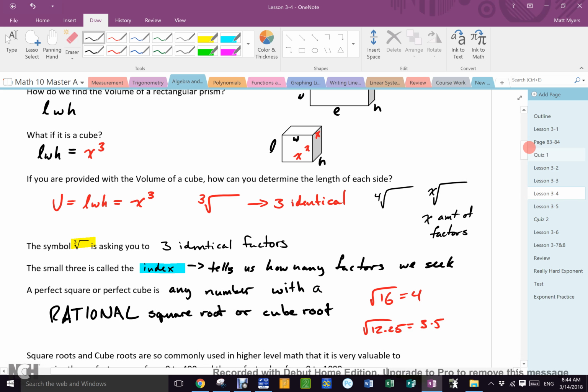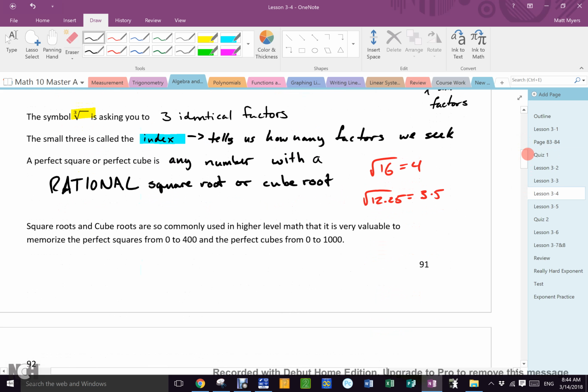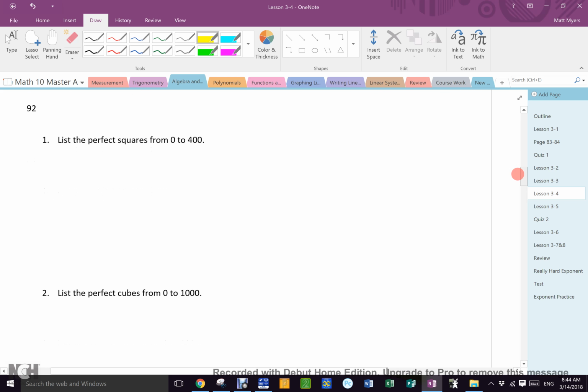Now, this sentence, please notice that it does not say, do this. But it does say, it is very valuable to do this. All right? So valuable that on the next page, page 92, I'm going to make you write them out.